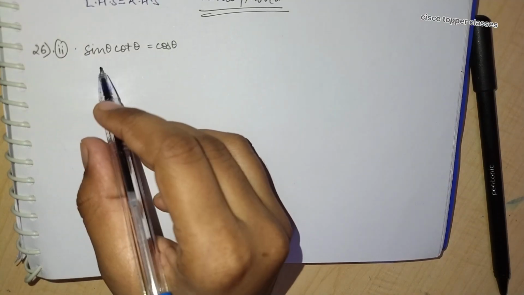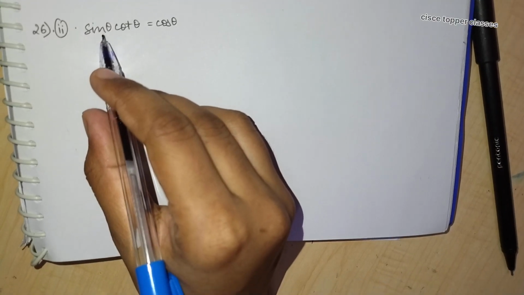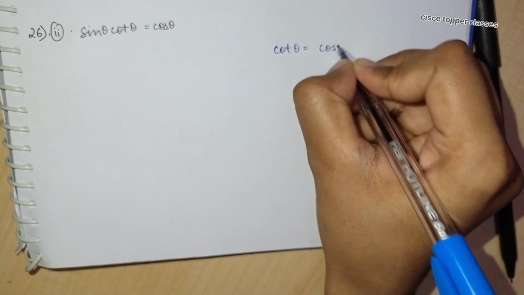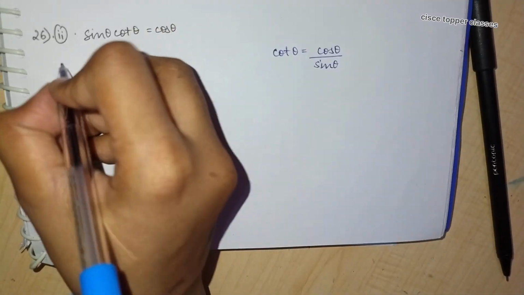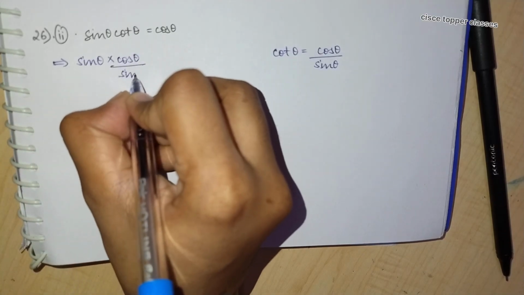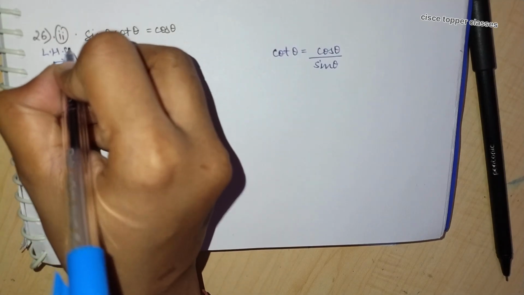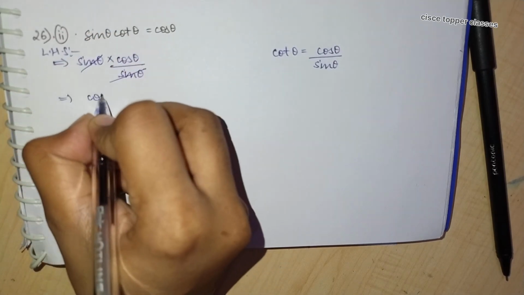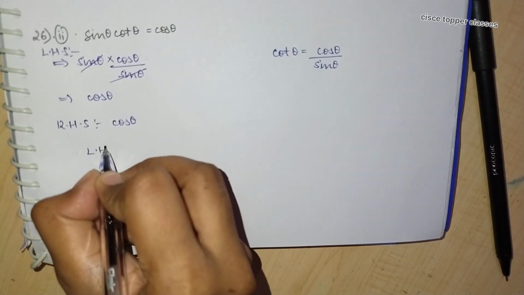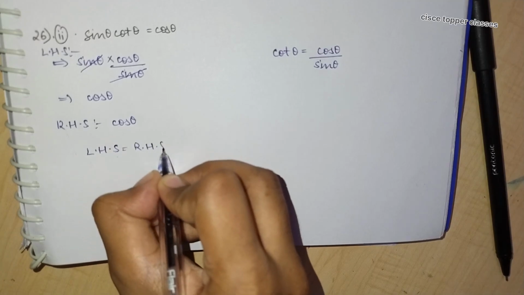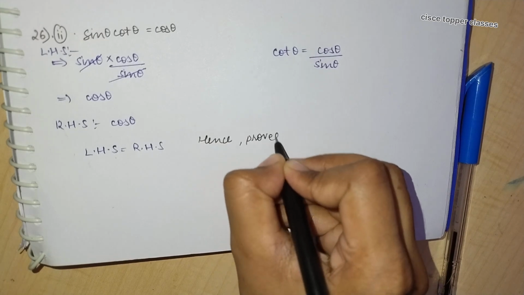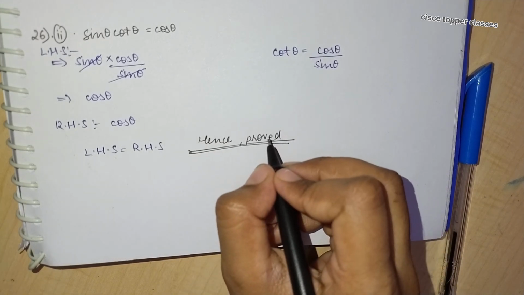Now let us solve the second part. Here we have to prove that sin theta cot theta is equal to cos theta. Here we know the cot theta ratio is cos theta divided by sin theta. So if we put the value here, this will be sin theta into cos theta divided by sin theta. So this is the LHS, left hand side here. This will cancel out and we will get cos theta on the left hand side. And RHS, we know it is given as cos theta. From here we proved that LHS is equal to RHS. Hence proved in this question. The statement which we have to prove is proved from this solution. So this is the solution of the 26th second part.